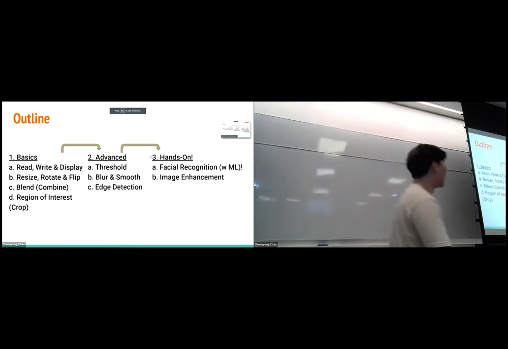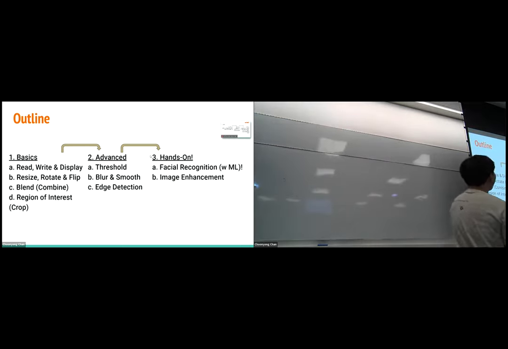Okay, we'll go through the outline first. First we'll go through the very basics: how to read an image, how to write your image to a file, and how to display an image. Very basic, right? Then we'll learn how to resize, rotate, and flip. We'll learn how to combine two images together. We'll learn how to crop. If you are a nerd about it, it's called region of interest.